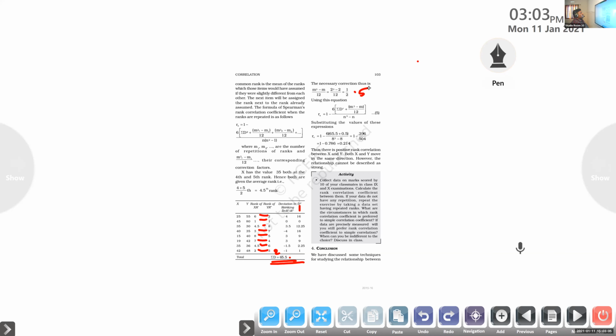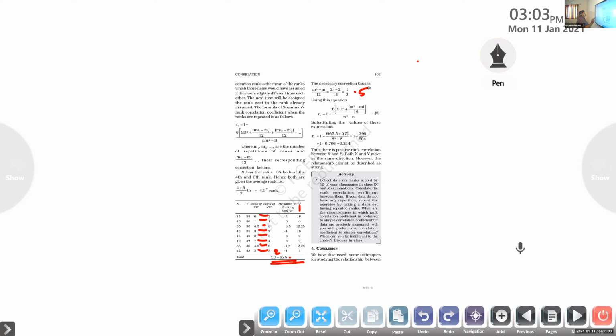Okay, so we got 0.21. Anyway, it is a positive one. Thus, there is a positive rank correlation between X and Y. Both X and Y move in the same direction. However, the relationship cannot be described as strong because this is close to 0. Positive value but close to 0, so we can say that it is moving in the same direction, but the relationship is not that strong. Clear?